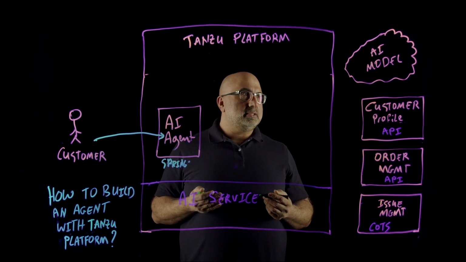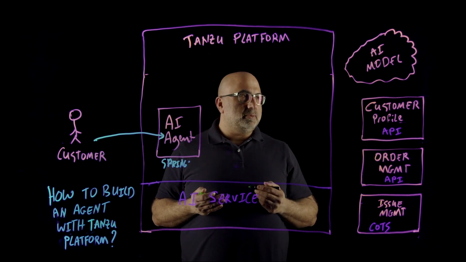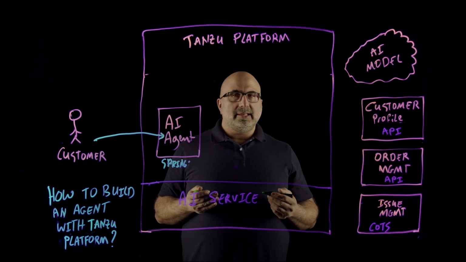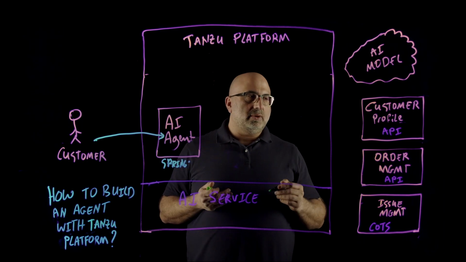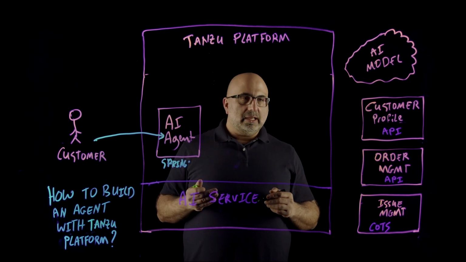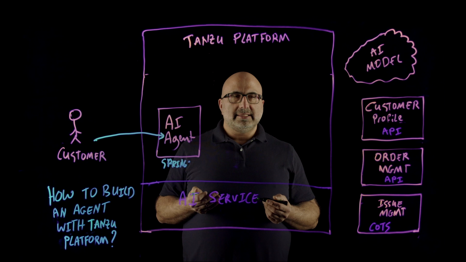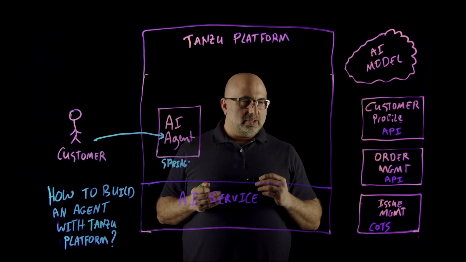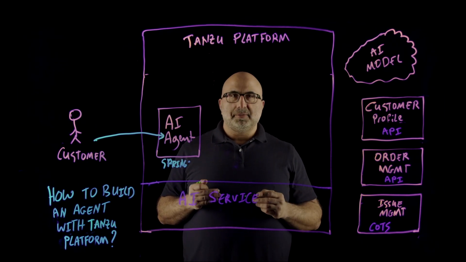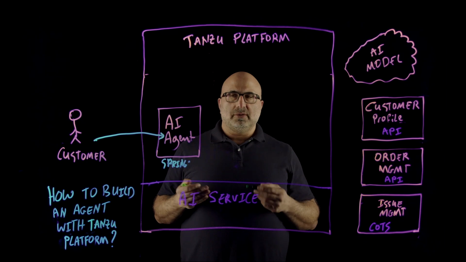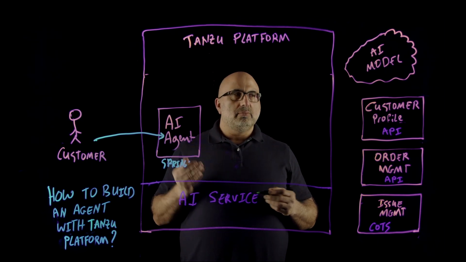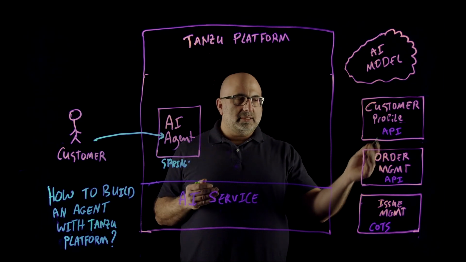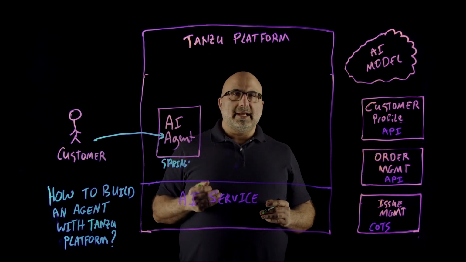First, I need to know who the customer is. So I need to get access to the customer profile API. Then I need to know what order is this customer having a problem with. So we need to access the order management system. And thirdly, maybe some other customer has had this issue and we can actually search our issue management system to see if there's a known solution to this problem. And so the problem that we have is, how do we bring the data that's locked up behind these different APIs to our AI agent?